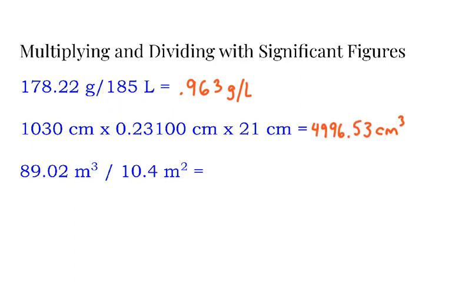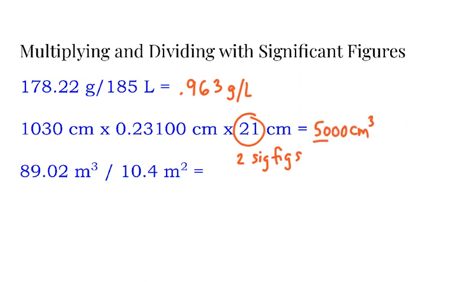For the second problem, when we multiply our 3 measurements, we get 4,996.53 centimeters cubed in the calculator. However, our answer is limited by that measurement, 21 centimeters, with only 2 significant figures. So, our measurement should be rounded to 5,000 with 2 significant figures. Since that's not really possible to show in standard notation, I'm going to convert it to scientific notation, where it's clear that the 5 and the 0 are significant. 5.0 times 10 to the third centimeters cubed.